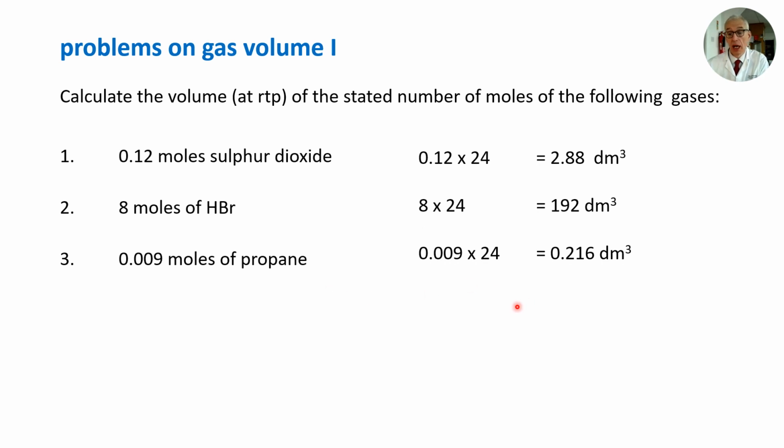Okay, so here are the correct answers. Numbers of moles, 0.12 times 24. Sulfur dioxide, it's irrelevant, any gas. Numbers of moles, 8 times 24. Hydrogen bromide, the identity of the gas is irrelevant. Every gas has the same molar gas volume at room temperature and pressure. 0.009 times 24. And of course our unit is dm cubed, decimeters cubed, because we are using 24 as our molar gas volume.